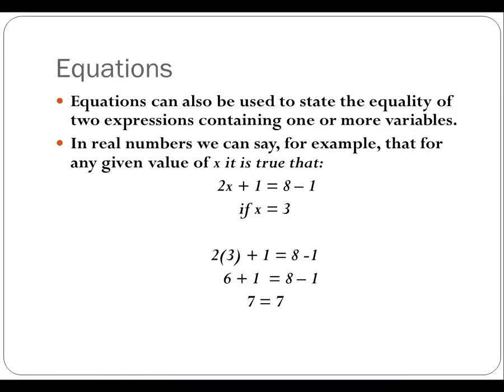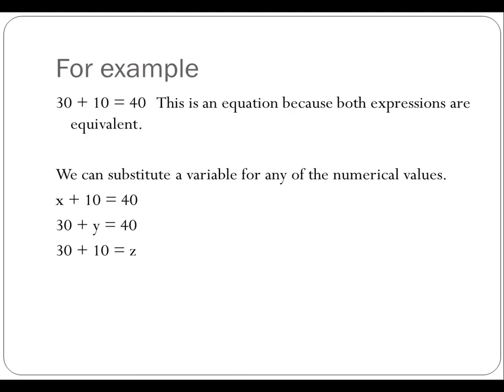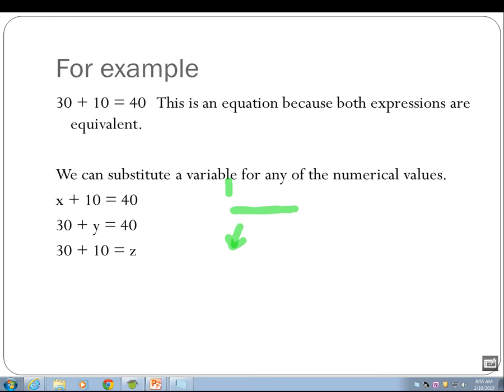Equations. So all we did is just substitute those in there. Beautiful. For example, 30 plus 10 equals 40. This is an equation because both expressions are equivalent. Now keep in mind that we have the word equation. What is the beginning of that word again? Equal. Yes, because if it's equal, then we have an equation. Okay, equal, equation.